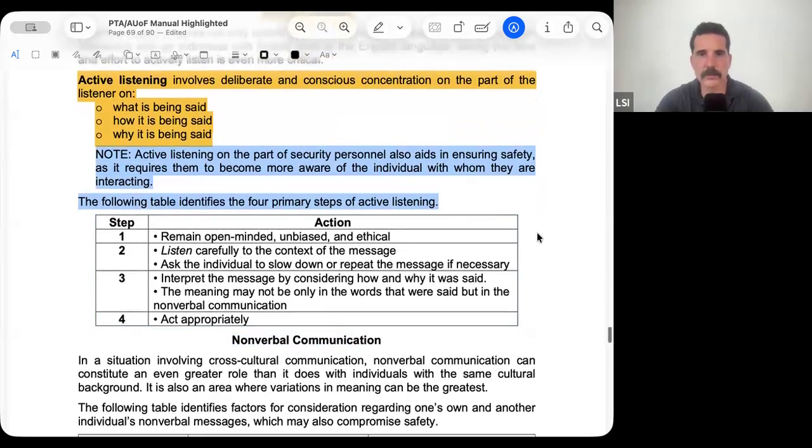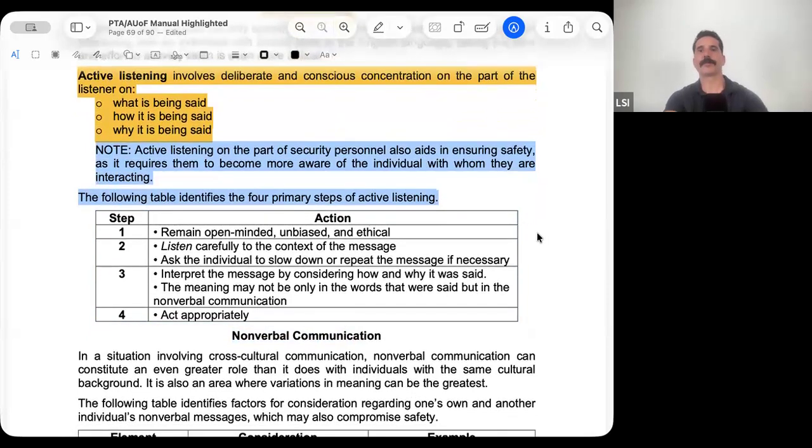Note, active listening on the part of security personnel also aids in ensuring safety, as it requires them to become more aware of the individual with whom they are interacting. The following table identifies the 4 primary steps of active listening.